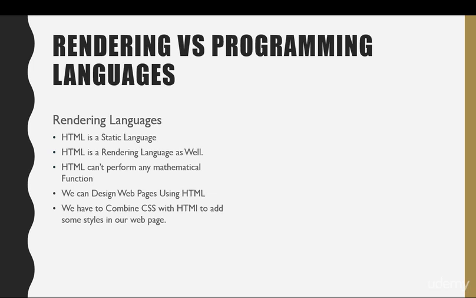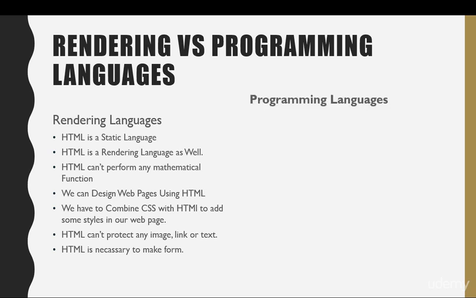We have to combine CSS with HTML to add some styles to our web page. HTML can protect any image, link, or text? Exactly, the rendering language means HTML cannot protect our images, links, or text. For this, we have to use JavaScript. HTML is necessary to make a form. Exactly, if you want to design the form, you have to use HTML. All programming languages are dynamic languages. However, if you talk about JavaScript, it's not like HTML.